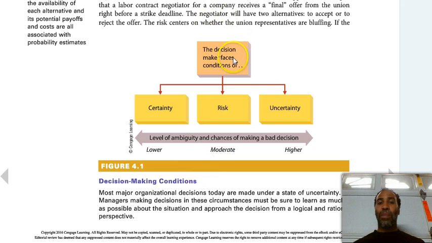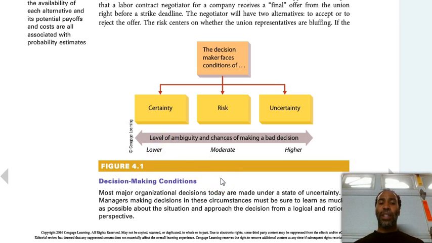So decision maker faces conditions of certainty, right, risk, and uncertainty. We know that those are all there. Level of ambiguity and chances of making a bad decision. So if it's uncertainty, of course the chance of making a bad decision are higher. And if you're in the certainty realm, then the chance of making a bad decision are much, much lower.